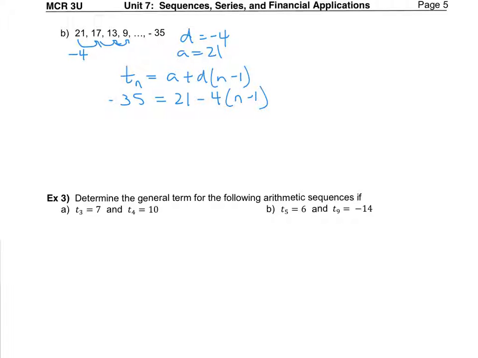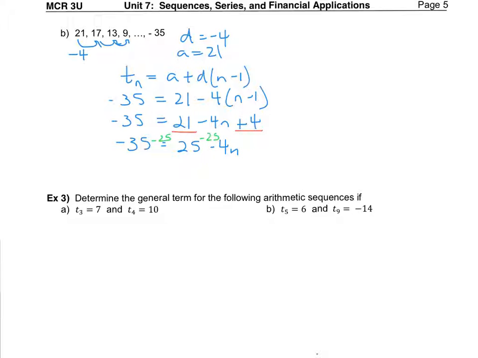We could either expand, simplify, or we can start to isolate. It's up to you. I'll do this one with the expand and simplify, just to show you you can solve it that way as well. Expand that -4 through the bracket. You're going to have -4n and a +4 here. If I combine these like terms, 21 plus 4 is 25. So I have -35 is equal to 25 minus 4n, and then we can start solving for the n, isolate the n. I'm going to subtract 25 from both sides.